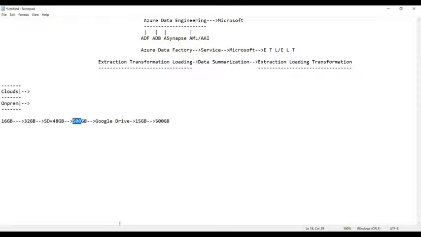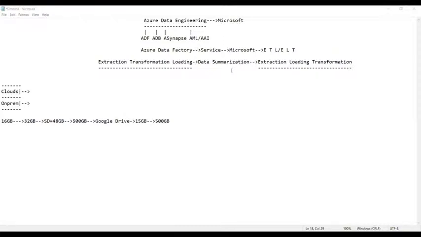Now, one fine day you lost it. Tell me, can you recover it? Can you recover the 16 GB of memory? No, we cannot. Can you recover this 32 GB of memory? No. Can you recover this 500 GB of memory? Yes.